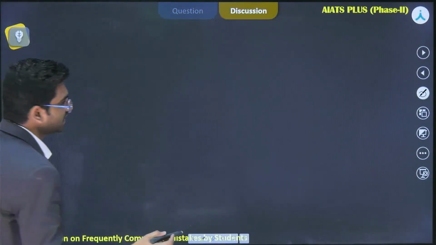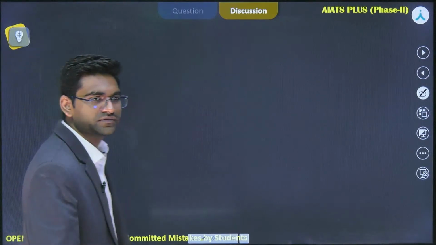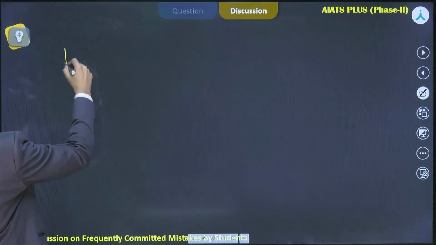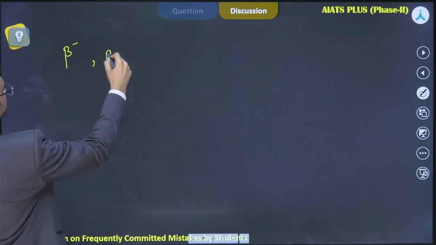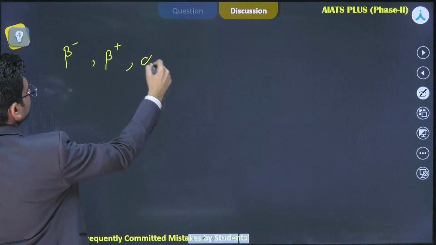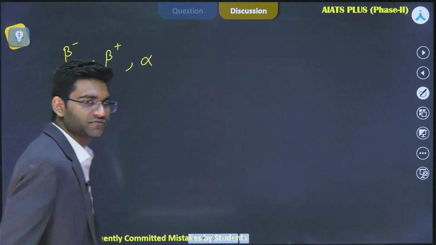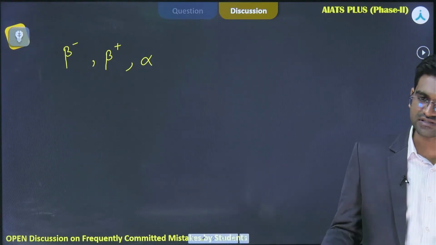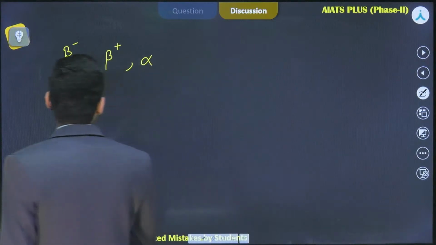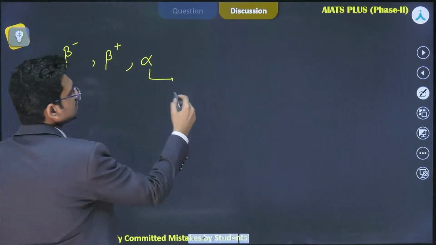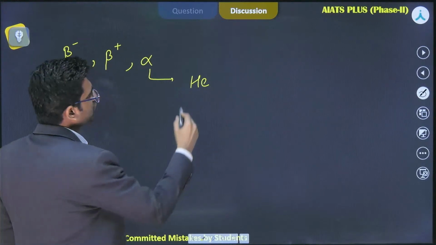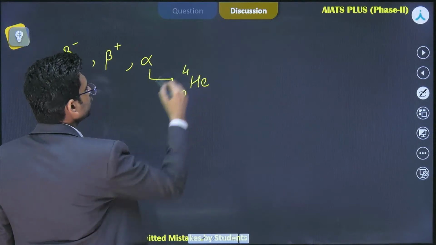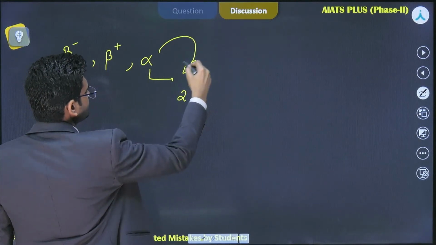Okay, so before solving this question, let's see. This is related to radioactivity, right? There are 3 types of radioactive emissions which we study: beta minus, beta plus and alpha. So what is beta minus, what is beta plus, and what is alpha? Alpha is very easy. You know that alpha is nothing but a helium nucleus, right? What is the atomic number of helium? That is 2. And what is its mass number? That is 4, right? So alpha is nothing but this.